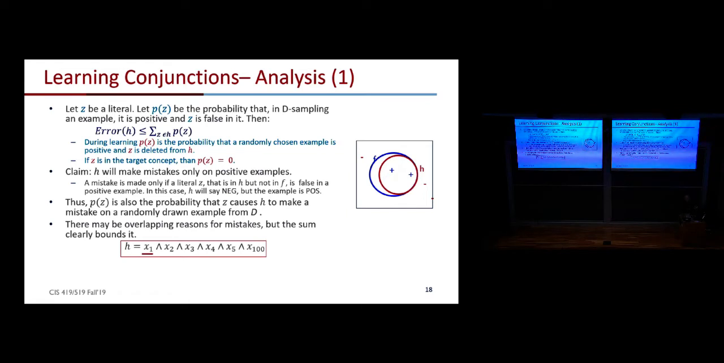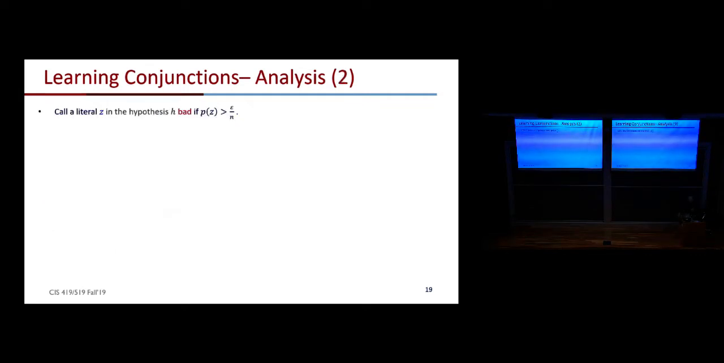As I said, there could be overlapping reasons. It could be that one example that we made a mistake on causes us to eliminate two z's, but the worst case is that they occur separately, and therefore this is the right bound up there on the arrow. Okay, so now that we have this, I'm going to call a literal z a bad literal if this probability is greater than epsilon over n, where epsilon is some small number. We will choose it later, let's say 10%, 0.1, and n is the number of variables that we have.